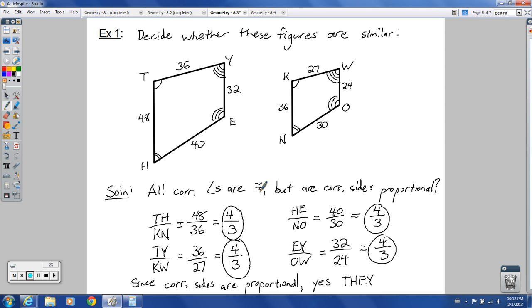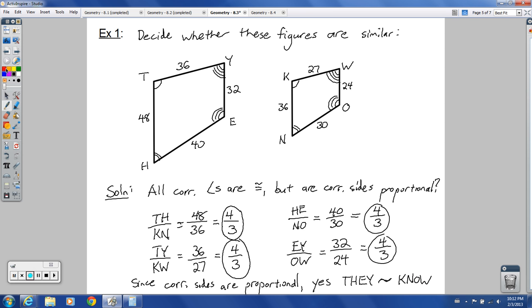Congruent was like that. It was equal to with a tilde. This one, we take away the equal sign. We just put the tilde. So we just put that mark there. It doesn't have to be that big, but it's just a little squiggly line, one single squiggly line. THEY is similar to KNOW.